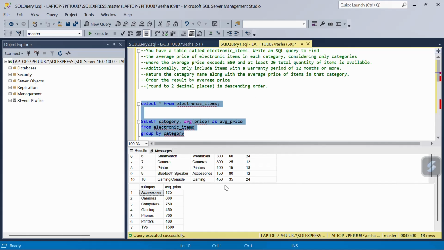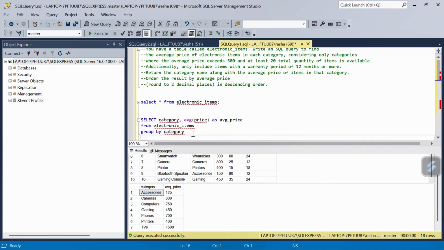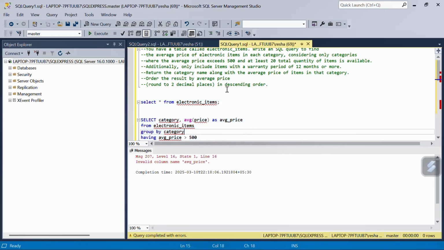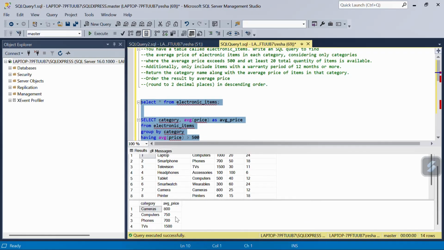Now, considering only the categories where the average price exceeds 500. So we have to consider only those categories where the average price is greater than 500. HAVING average price greater than 500. Now let's run this. So these are the categories that have an average price of more than 500.